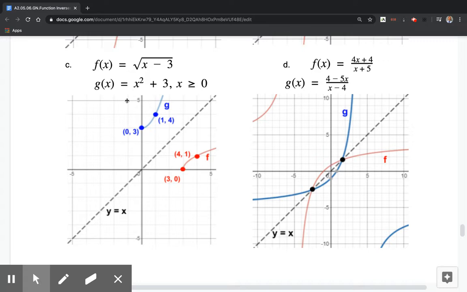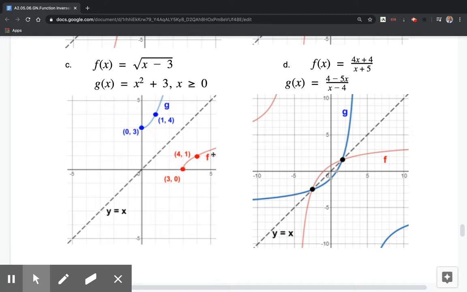Here we go with example C. f of x equals the square root of x minus 3, and g of x equals x squared plus 3. And for this one, in order for these to be functions, we have to restrict the domain where x is greater than or equal to 0. So that just means that x is positive. Because if we didn't restrict the domain here, then our function down here at the bottom would have this bottom tail and would not be a function anymore.